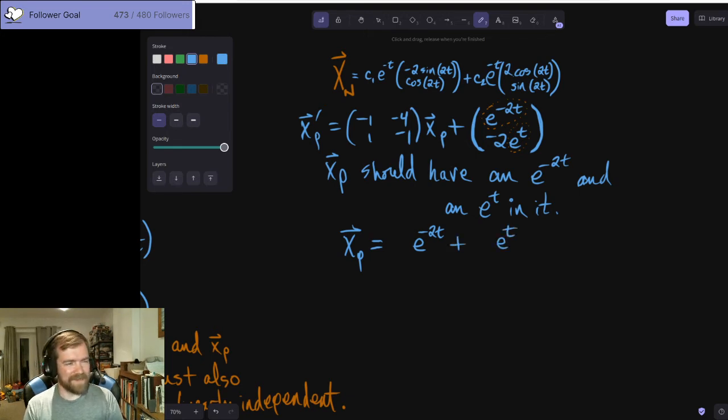No, I don't have anything to add. We're going to have an e to the minus 2t and an e to the t in it. That's all. And probably, I would imagine, your c1 vector is going to have a one in the first component versus the second component, right, if we're going to solve for C1, C2, however you like to think of this.